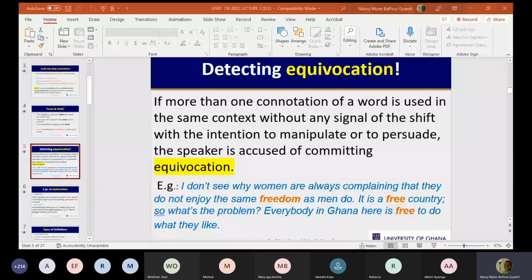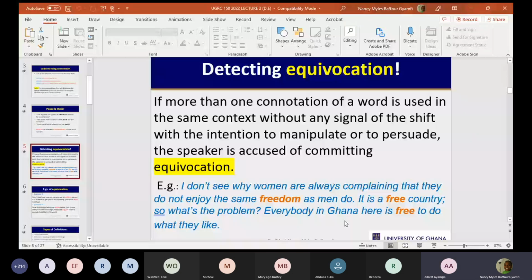Nanaya, please read what you see on the screen. Oh, Nanaya, you can unmute and read, please. We are waiting. Please, can you hear me? Yes, I can hear you now. So please read. Thank you.